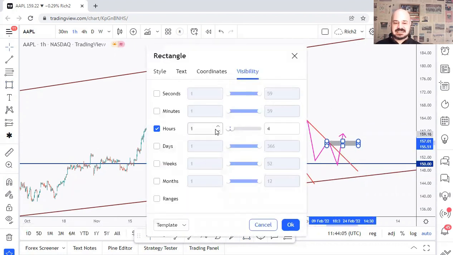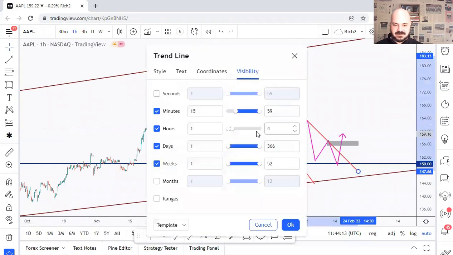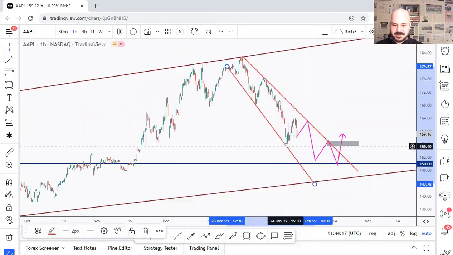Or you can keep it as simple as just zoom into H4. Let me make these ones appear only on day. I don't want to see them on H4. Let's see if this one appears everywhere. I don't want to see it on higher time frames.